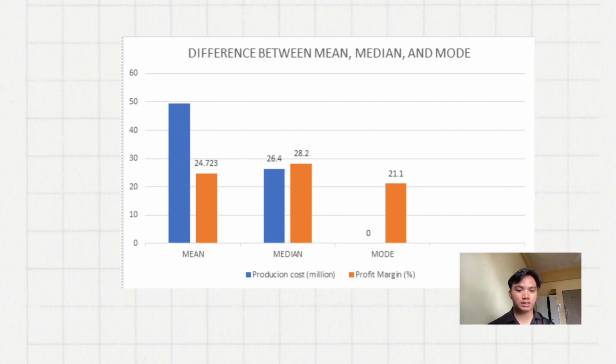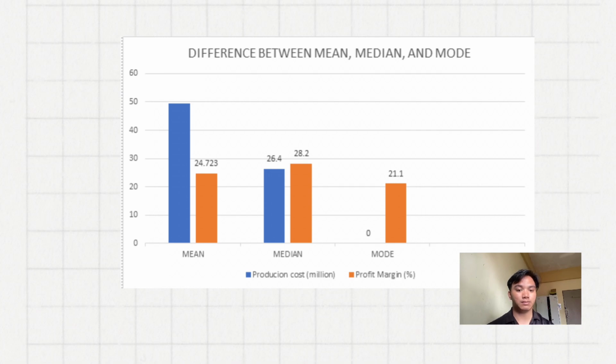The next slide is the graph for the difference between mean, median, and mode. You can see the graph below. The mean is the average production cost in million: the average value is 49.47. For profit margin percent, the average value is 24.72. For the median, the production cost median value is 26.4. For profit margin percent, the median value is 28.2.